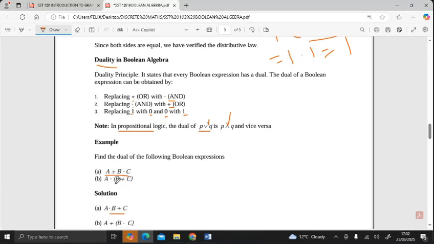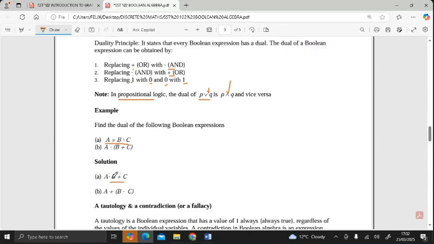And therefore, in that spirit, based on exactly what has been mentioned here, the dual of this is simply A and B or C. That is it. You can see that we've replaced this plus with that, this one by that. And the same case here, you've replaced this and by or, you've replaced or by and. That is it. That gives you the dual.